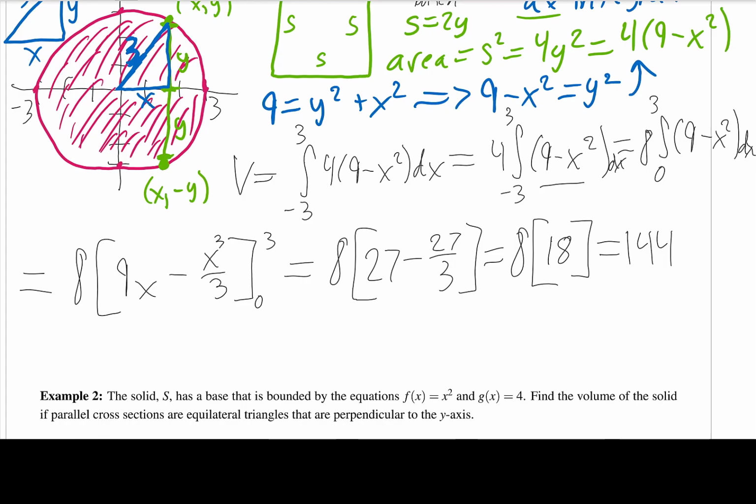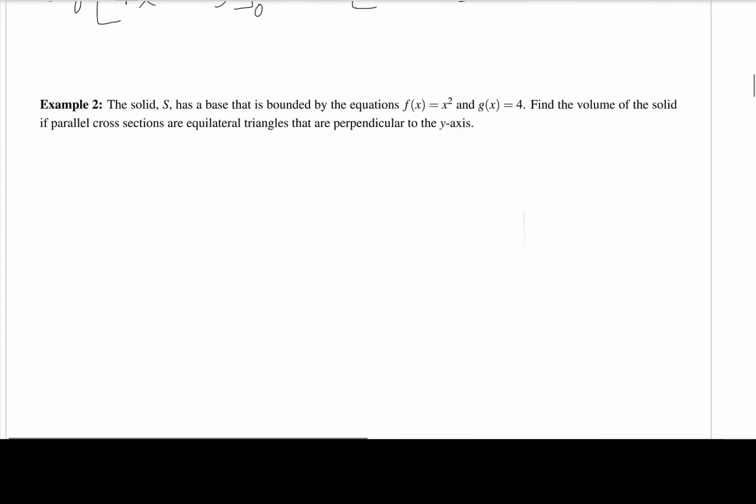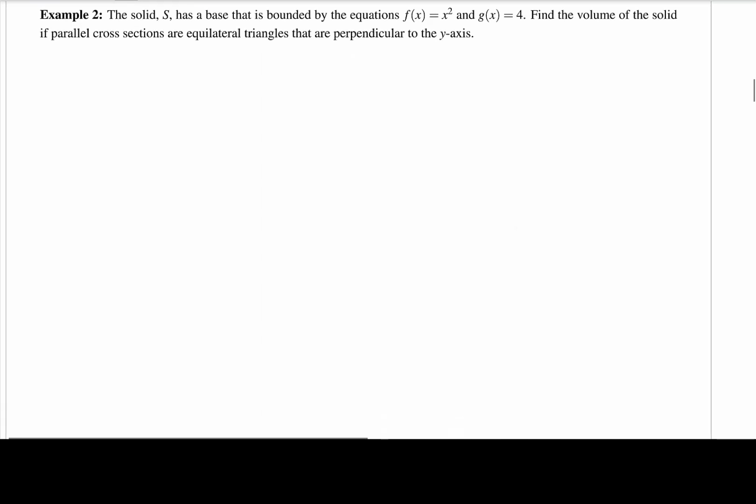Okay, now let's move on to look at example 2. Example 2 is a little bit harder because our cross sections, I would say, aren't as easy as squares, right? Not saying that squares are easy, but just that triangles are a little bit harder to deal with than squares. So we're given that the solid has a base that is bounded by the equations f of x equals x squared and g of x is equal to 4.